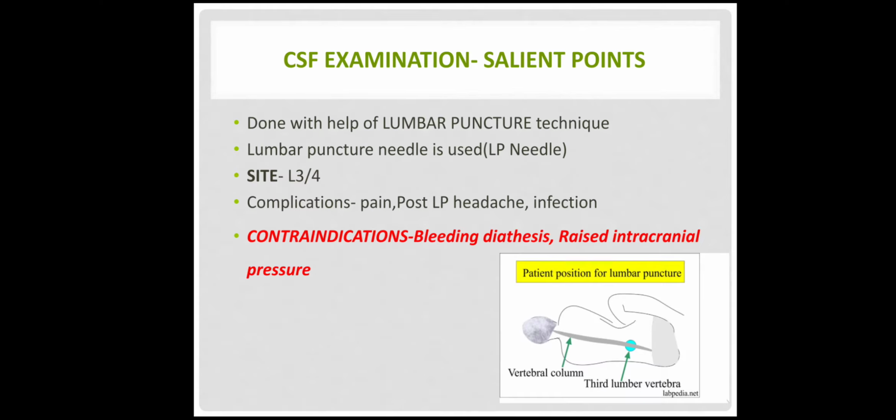Now next, the CSF examination is done with the help of lumbar puncture. The needle is introduced between lumbar vertebra 3 and 4, and the needle that we use is known as the lumbar puncture needle. Complications of lumbar puncture are pain, post lumbar puncture headache, or infection at the site. Some contraindications are bleeding diathesis and raised intracranial pressure. So this is the position for doing a lumbar puncture.